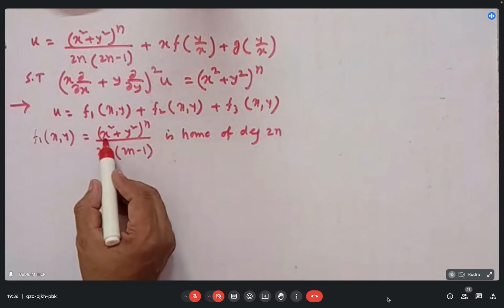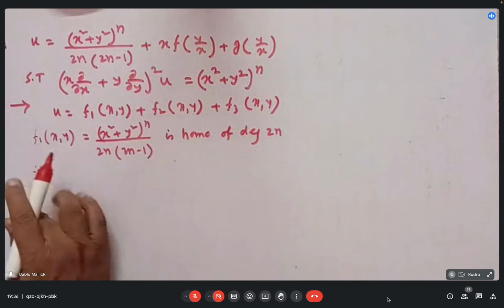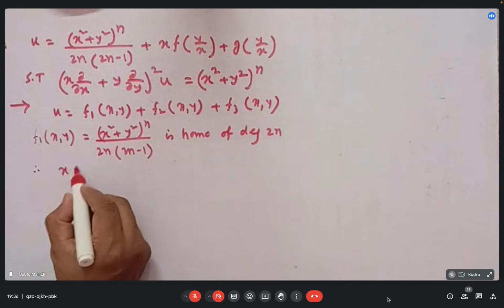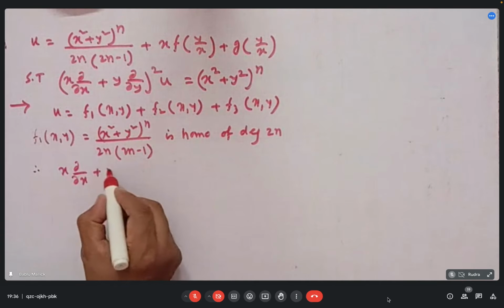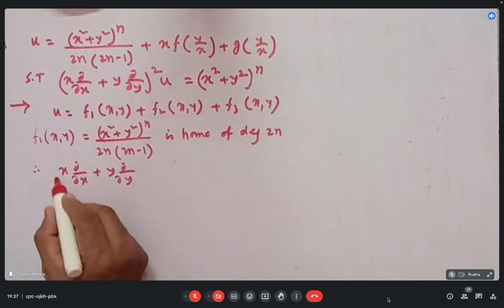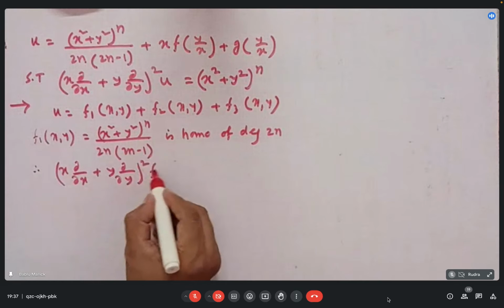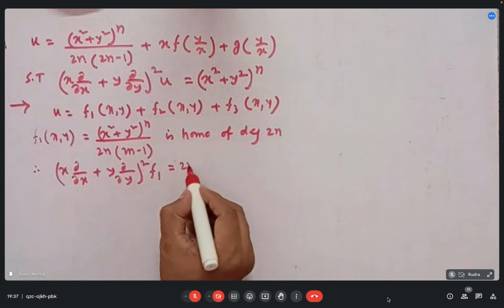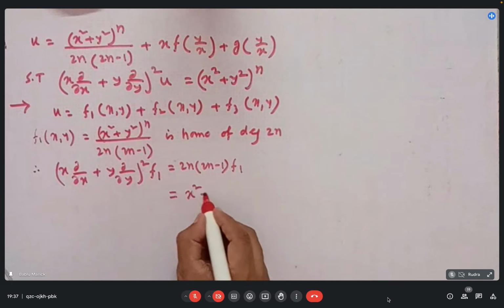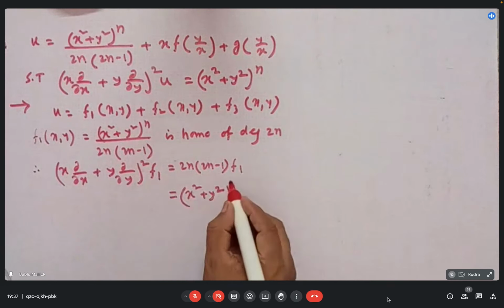Look, if I put tx, then t to the power 2n will be outside. So therefore we have already proved it. Therefore x into del x plus y into del y, this whole square of f1 will be 2n into 2n minus 1 into f1. If I put f1 here, then this is actually x square plus y square whole to the power n.